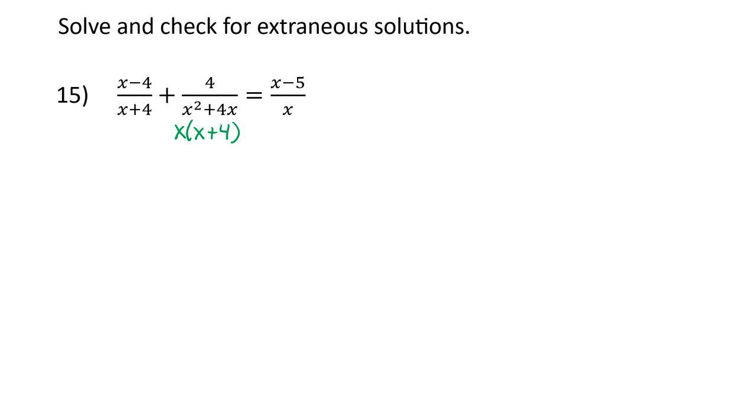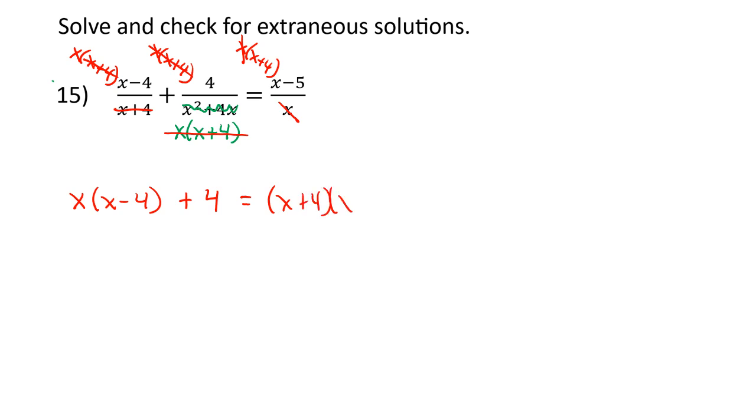So once we've done that, our goal is essentially to cancel out the fractions. So I'm going to multiply by our denominators. In our denominators, we have an x and an x plus 4. So I'm going to multiply that to each fraction. So in the first one, the x plus 4 cancels out the x plus 4, leaving an x and an x minus 4. The x and x plus 4 cancels out the x and the x plus 4, leaving a 4. And x cancels out the x, leaving x plus 4, x minus 5.